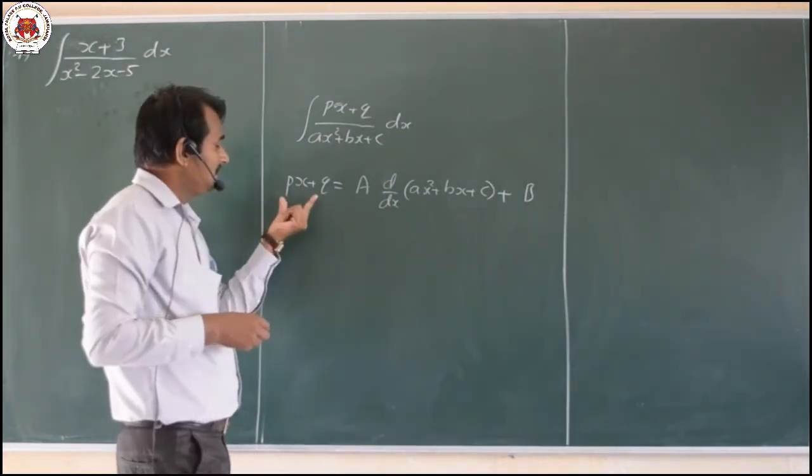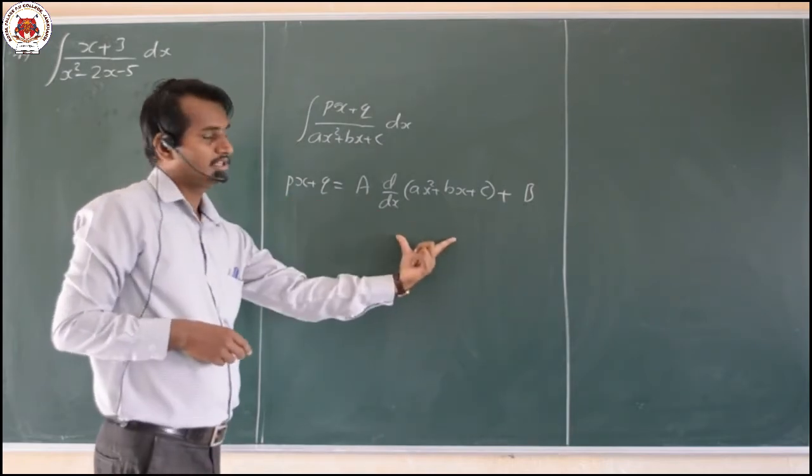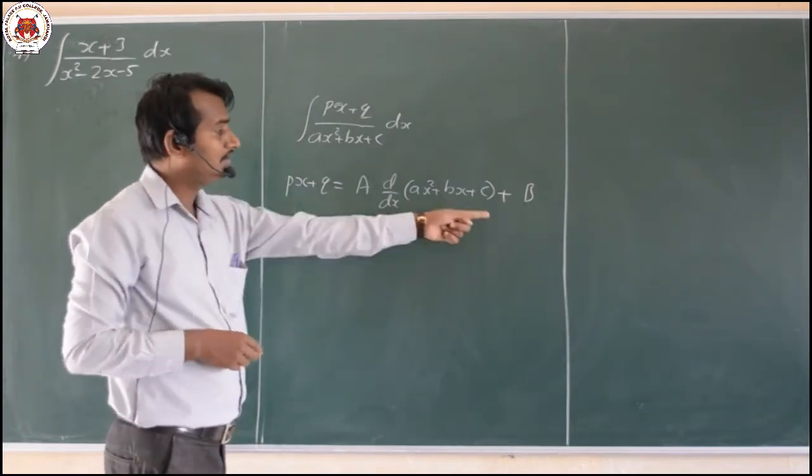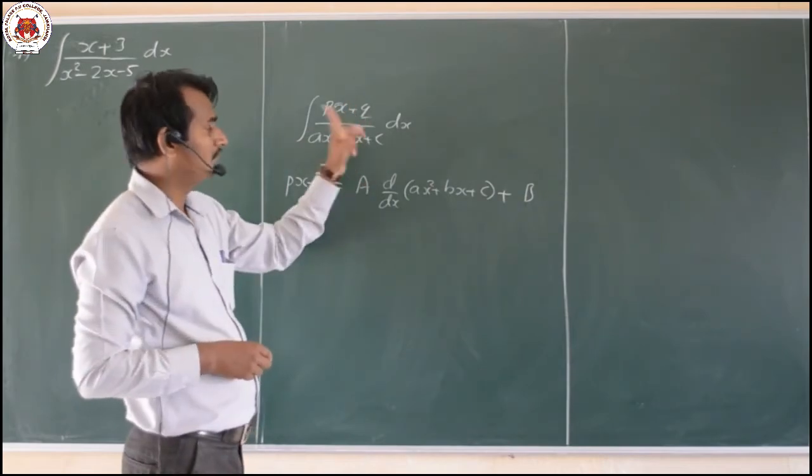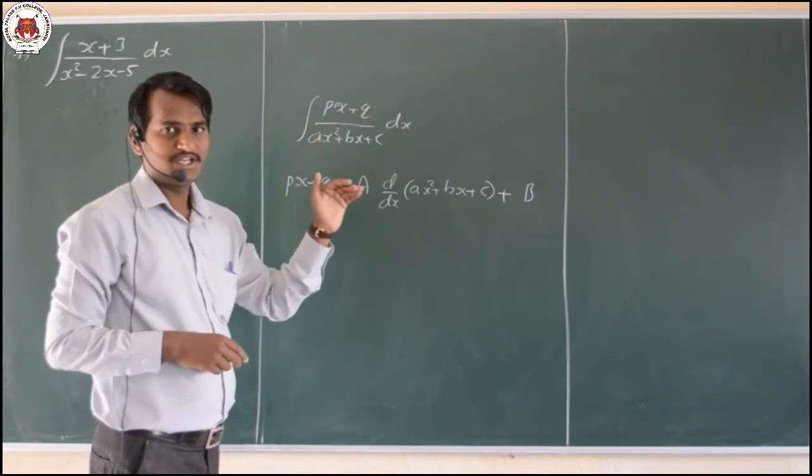Then in the place of this numerator you have to substitute this value. After finding out the A and B values, you have to put them here in the numerator. Then afterwards you check whether we can solve it or not.